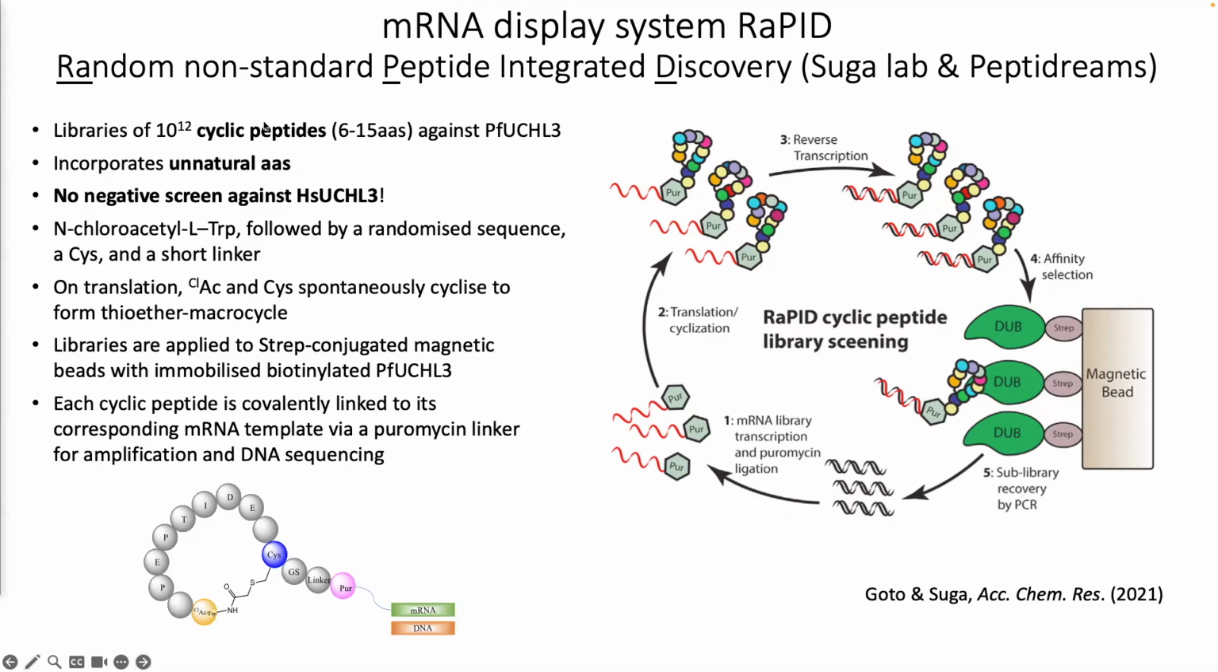So we screened these libraries against the Plasmodium UCHL3 protein. Importantly, we want to inhibit the Plasmodium protein, but we don't obviously want to inhibit the human protein. And remarkably, Hiro reassured us that we wouldn't need to do a negative screen against the human protein. And this was very surprising because the two proteins are very similar in sequence. But he told us that these screens are so selective that we wouldn't really have a problem. So we screened these libraries. We immobilized the UCHL3 with streptavidin beads.